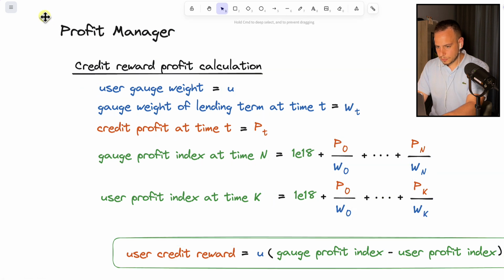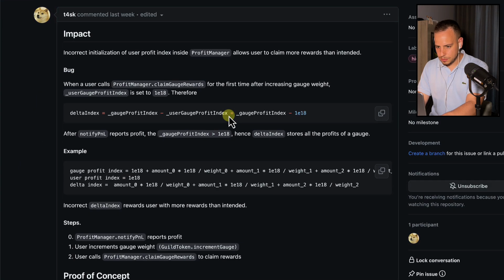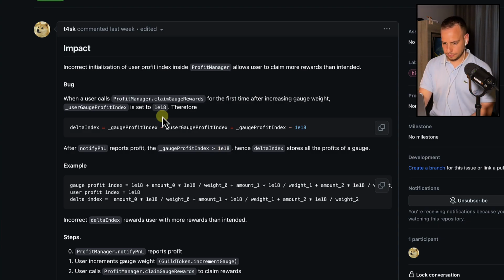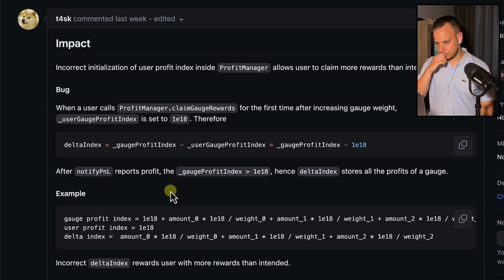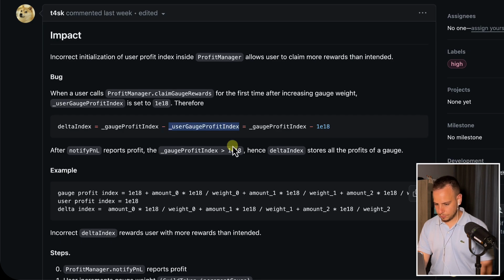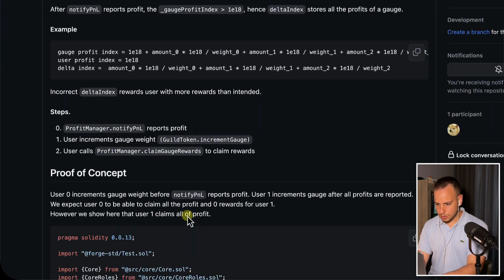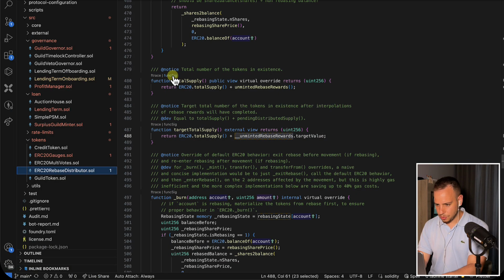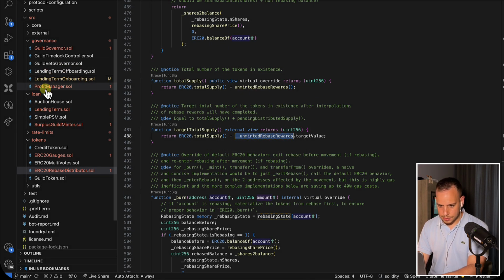Now, sorry for interrupting, Taz. Where are we going? Go back to the GitHub issue. Okay. If I remember correctly, I think the issue was that the user profit index was always initialized to 1E18, but compared to the other... Do you know where it is in the code? Maybe we'll jump to the code to showcase it. I think it was in the profit manager, NotifyPnl. Okay, sure.